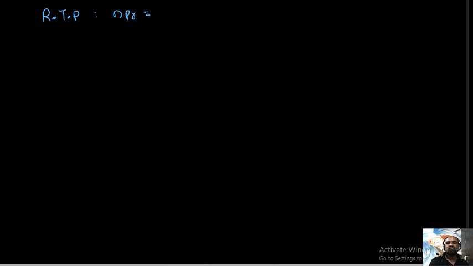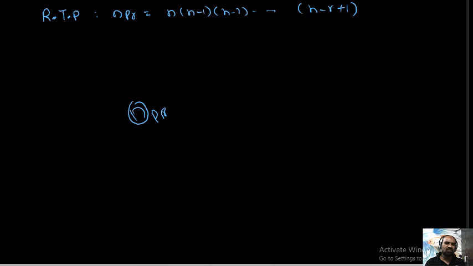I will prove nPr equal to n into n minus 1 into n minus 2 so on, n minus r plus 1. What is the meaning of this? From n distinct objects, selecting r, after selecting r, those r elements should be arranged in a row. How many different ways can you arrange? That says nPr. Okay. So listen students, through an example I will explain the concept.